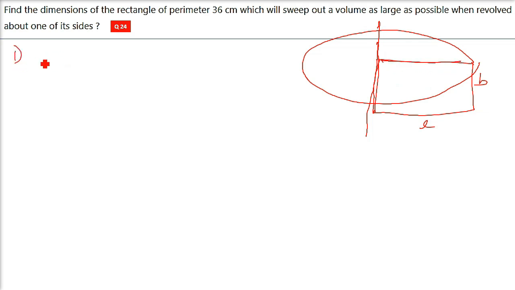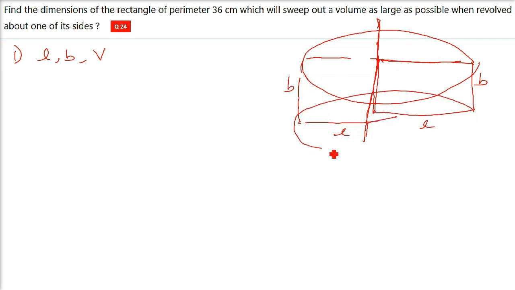What I am trying to suggest here is, length and breadth are the dimensions of the rectangle that we have assumed, and V is the volume we are assuming. And since this rectangle is revolved from one side, the radius of the right circular cylinder will not be L by 2 actually. We are not taking a center line passing through the center of the rectangle and then revolving it. We are revolving it around one line, which is B here, which is the breadth.